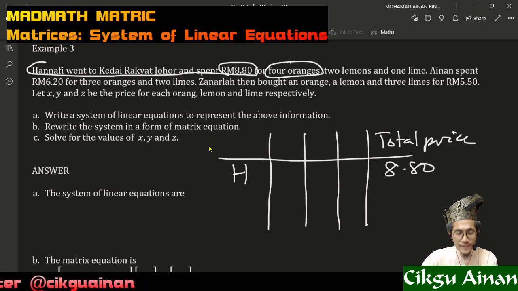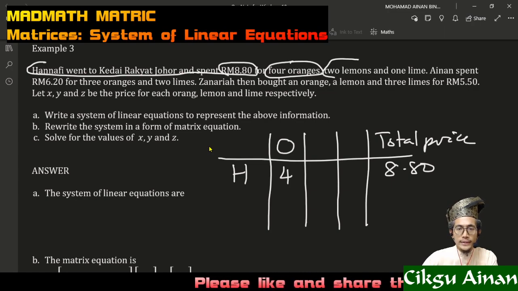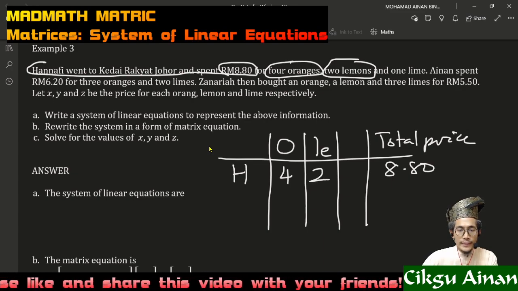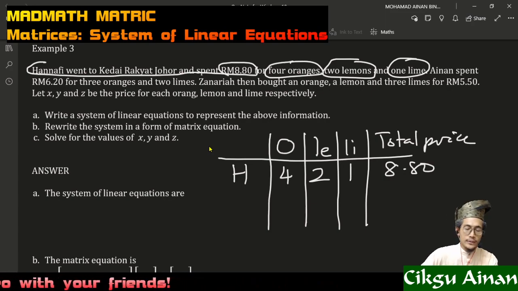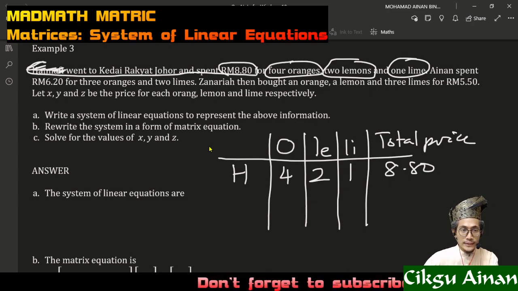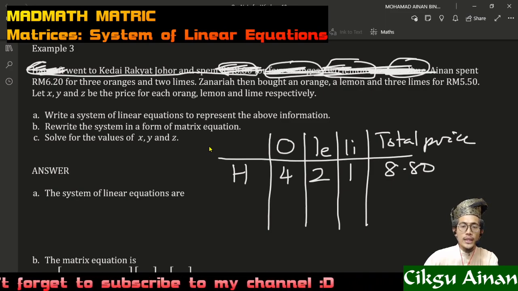Now, since this is the first thing mentioned in the question, you may write the first object over here, oranges. How many oranges? 4 oranges. Next, 2 lemons, so lemon over here. Now, the next one is 1 lime, so lime, 1 lime over here. As you can see, I just use short form. I didn't write in full the things involved in the story, because I want to do it fast. So we close this Hanafi story, we close all the numbers, and then we continue.